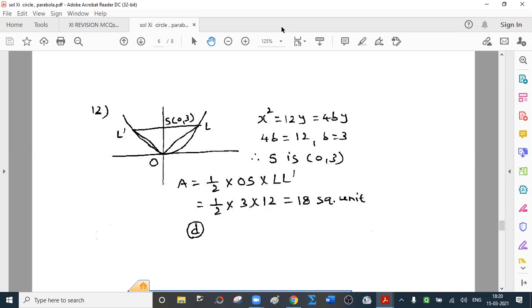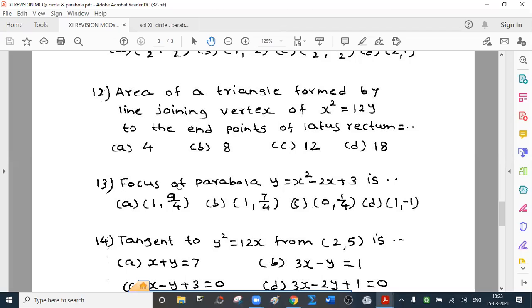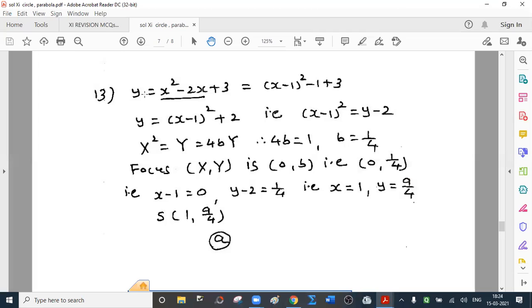13th, this type is important. Focus of parabola y equal to x square minus 2x plus 3 is? These are the options. See, what is the parabola? y equal to x square minus 2x plus 3.